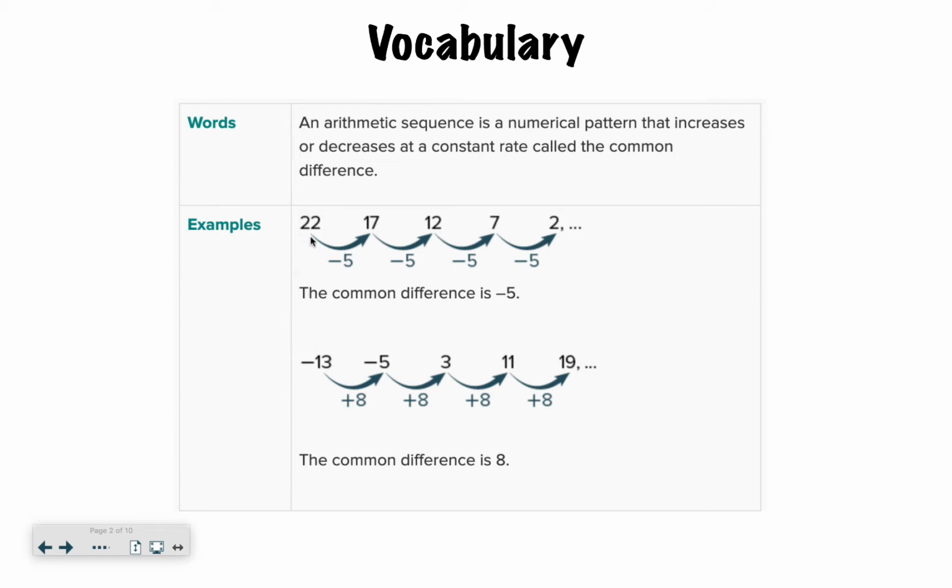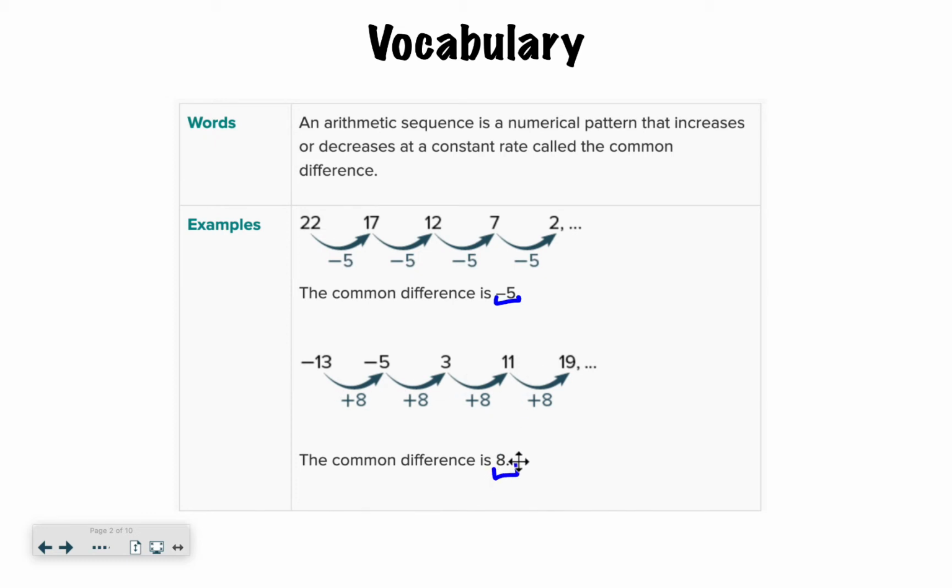So if we look at a couple examples, going from 22 down to 17, that's minus 5. Going from 17 down to 12, that's minus 5. So it's when it's always changing by the same number, and that's called the common difference. It could also be where it's increasing by the same amount. So in this case, you can see if you add 8 to each number, you get the next number.